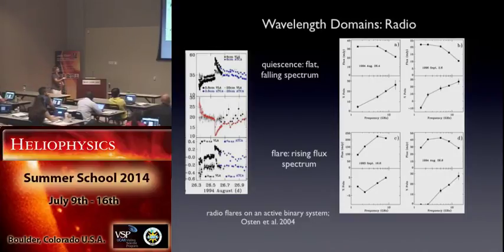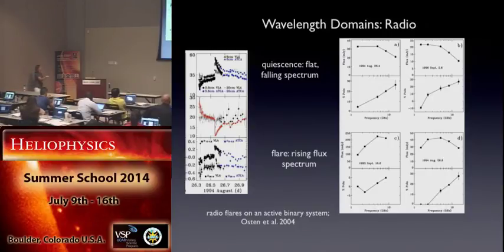The red is a model where you have a mixture of quiescent emission that has some amount of circular polarization, and a flare that has a large increase in flux with time but no net polarization. If you put those two things together, you get this red curve, which more or less represents the polarization signatures.